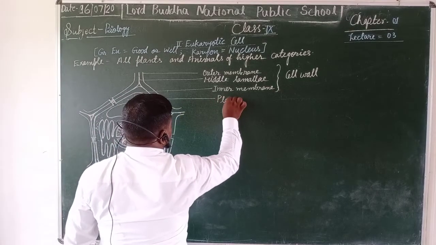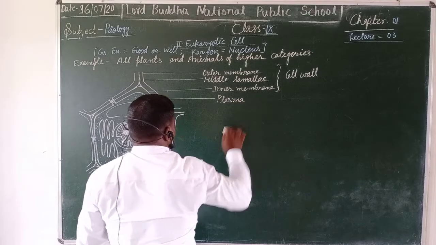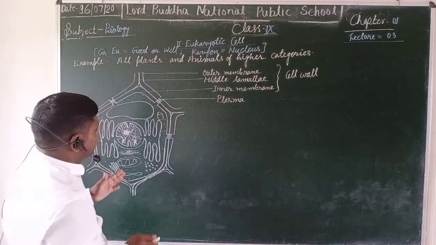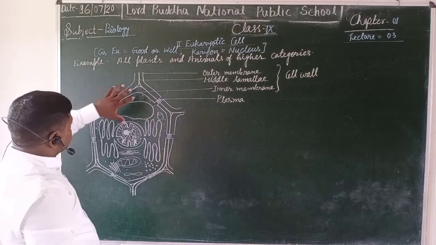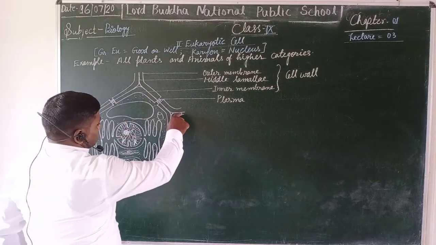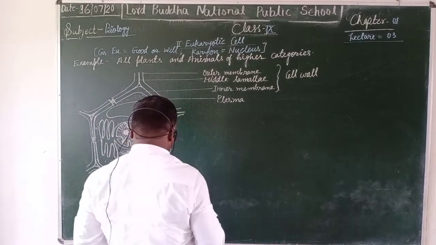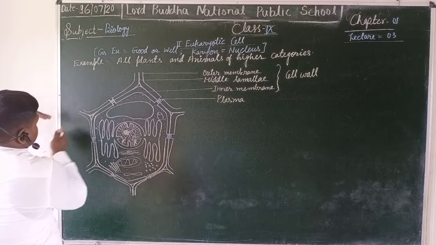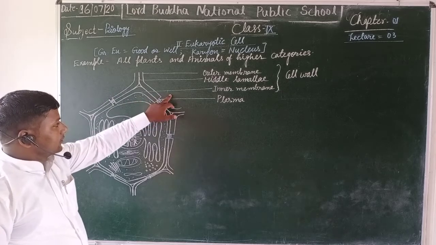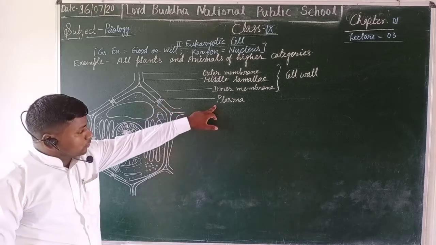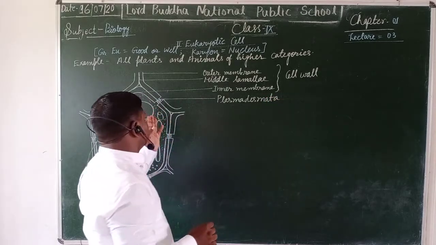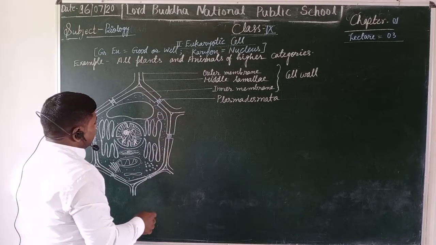Plasmodesmata is a pore-like structure through which the passage of material takes place from one cell to another cell. This is a cut section of a single plant cell. These cut sections represent, here is also a plant cell, here is another, and this is another, and here is another cell. Then the passage of material from one cell to another takes place through plasmodesmata. Its most important function is exchange of material from one cell to another cell.